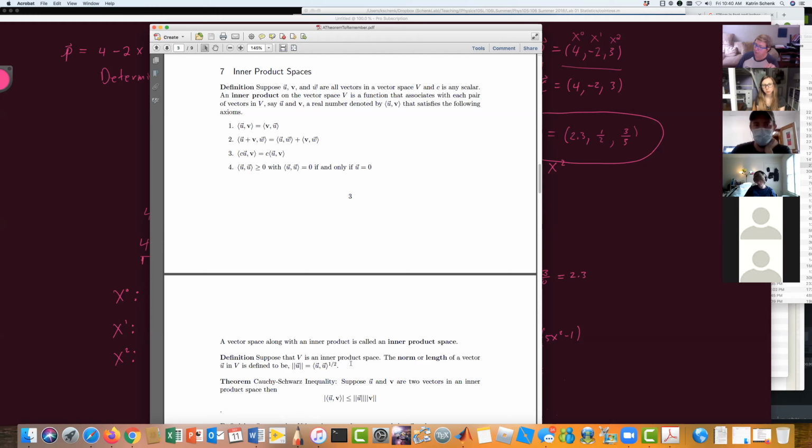So once you have an inner product space, you can define something that people call the norm or the length. Norm is more general because it makes people not think about the actual length of a vector.